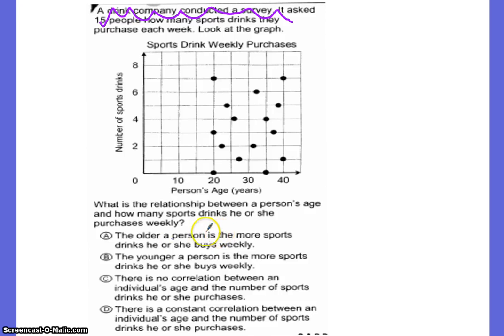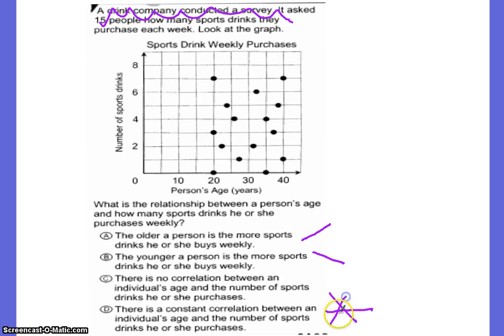The older a person is, the more he drinks. The younger a person is, the more he drinks. There is no correlation, or it is constant. Okay, if you say that the older you are, the more you get, it ought to be a line going up. The younger, the more you get, should be a line going down. No correlation would be everywhere, and a constant correlation would be straight across.